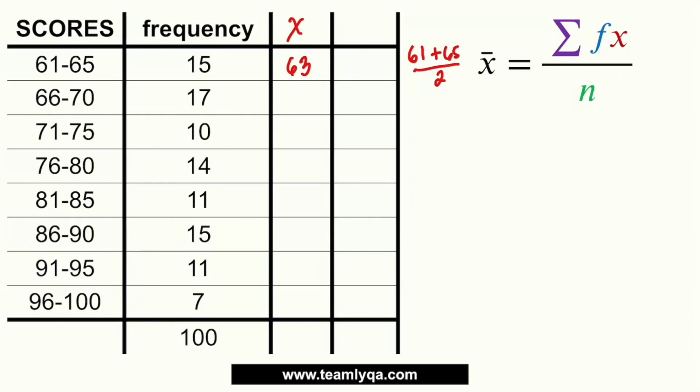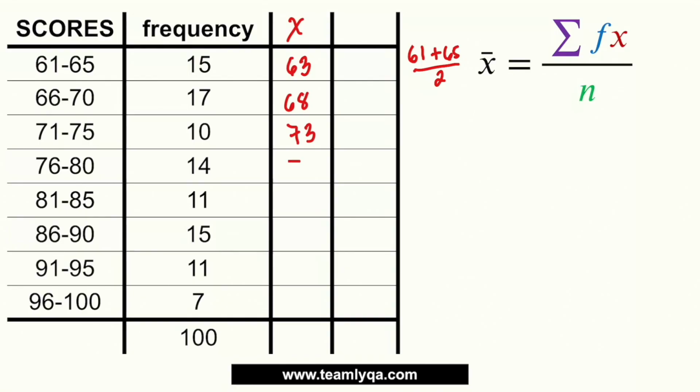Now, yung next, we have 66 naman plus 70. So, that is 136 divided by 2. That is 68. Now, you notice, dito naman ang pattern niya is plus 5. Ang dahilan kasi bawat class ay tig-5. So, if you want, you can keep solving like this. Or, kung nagmamadali tayo, you can just put 73 here. Nagdagdag lang ako ng 5.